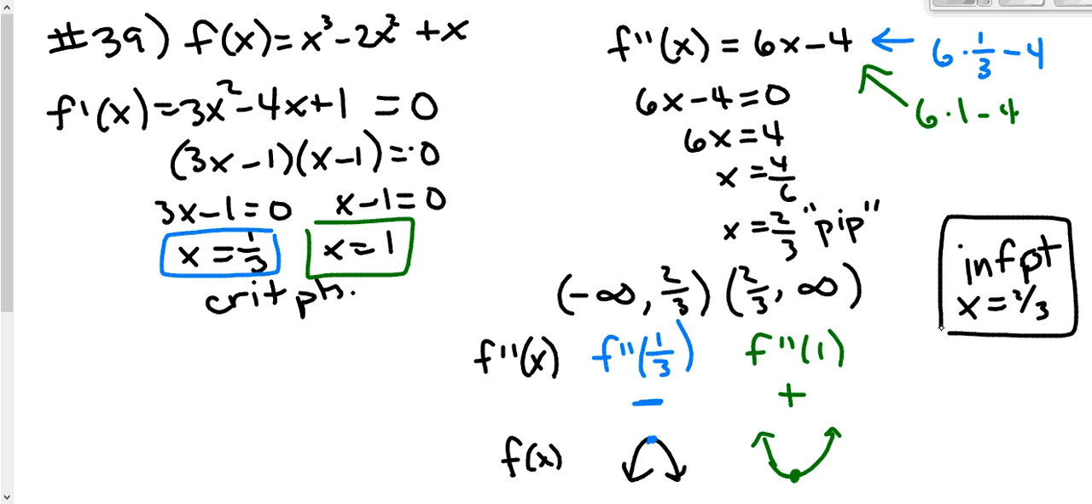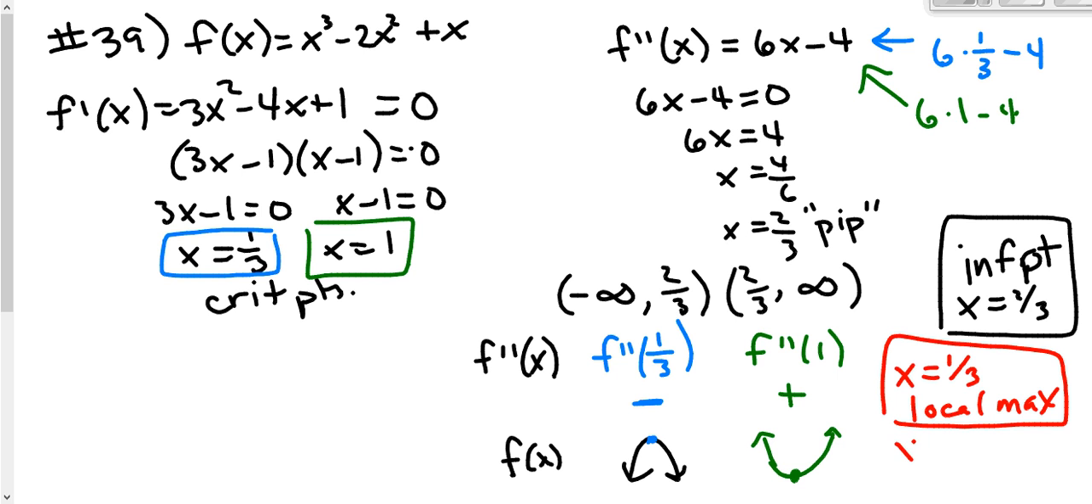And then because we had the negative second derivative at 1/3, x equals 1/3 is a local max. And then we had the positive at 1, so x equals 1 is a local min. Hope that helps.